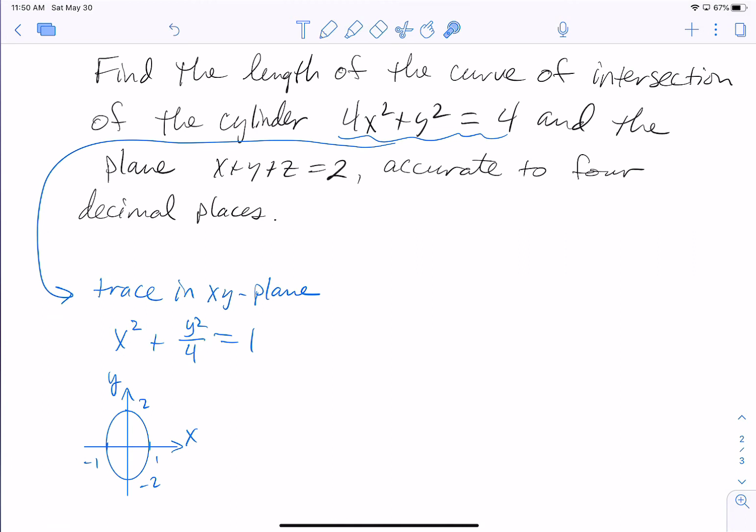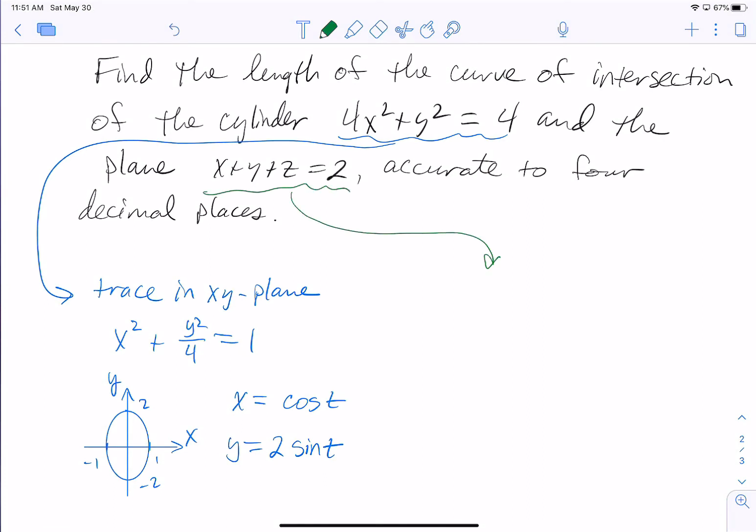But when I see x squareds and y squareds in equations, I'm thinking about sines and cosines. And in this case, it'll make sense, I hope, that x is equal to the cosine of t and y is equal to 2 times the sine of t. If we solve the equation of the plane for z and then replace x and y, we'll have z in terms of t as well.